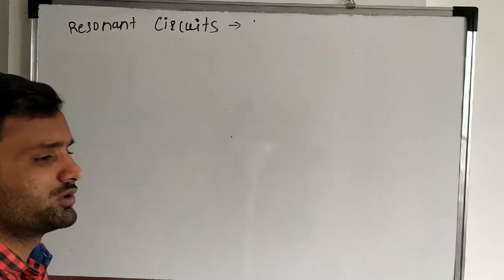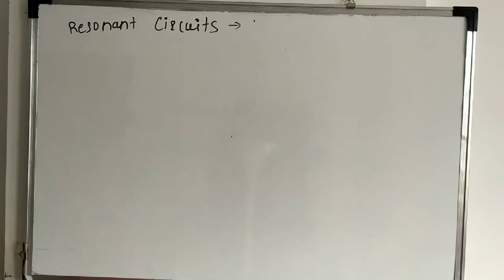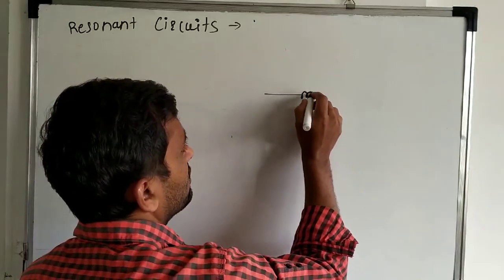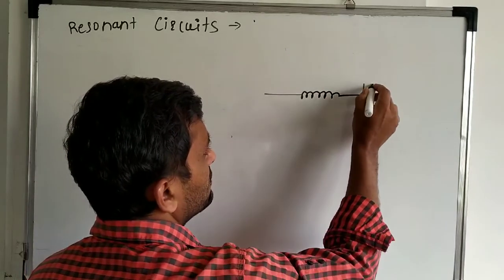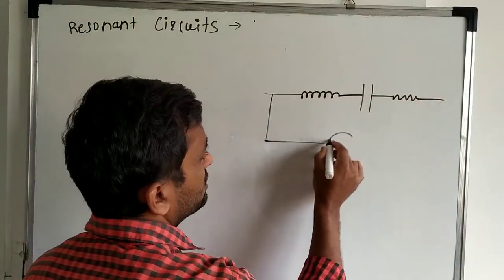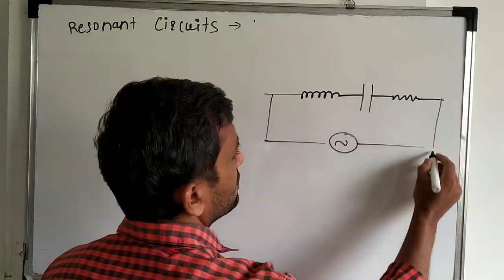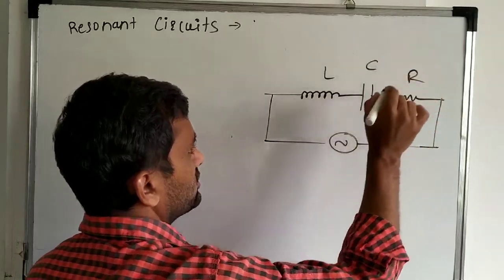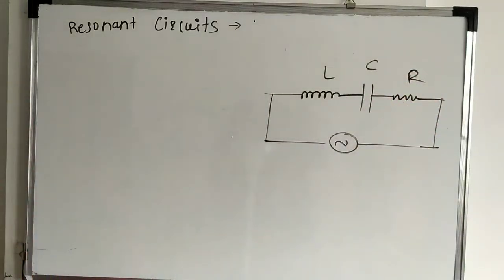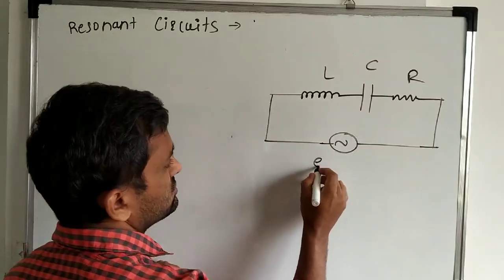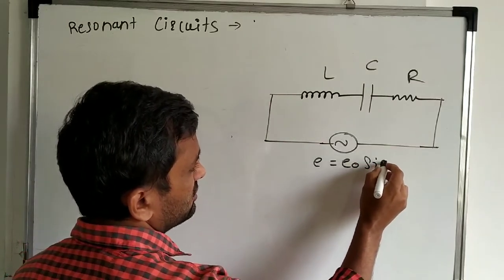In the first case, when LCR are connected in series, how are they connected? L means the inductor, C means the capacitor, and R means the resistor. All these 3, the capacitor, inductor, and resistor, are connected to an AC source. This is called the LCR circuit. And what is the EMF of the applied AC source? It is E naught sine omega t.